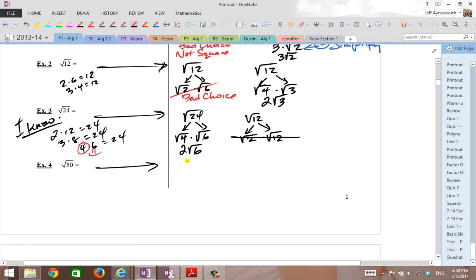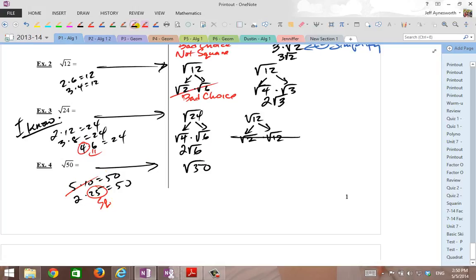All right, let's try another one. Square root of 50. We have a couple choices. We have 5 times 10 is 50. We have 2 times 25 is 50. Now, since 5 and 10 aren't squares, that's a bad choice. Here's your square right here. That's your square, so you should use your factors of 2 and 25 and write 25 first. Always your square first.